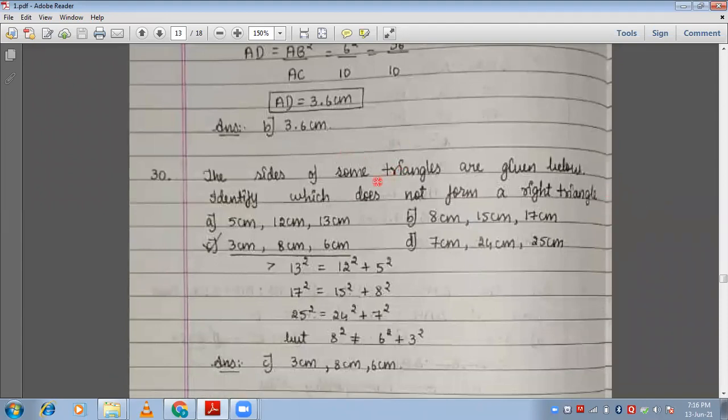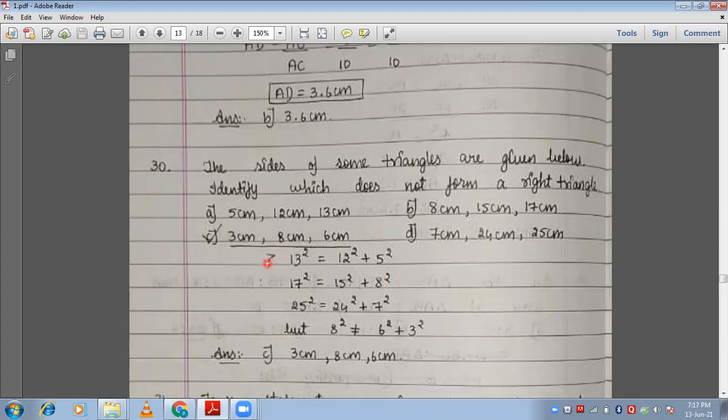The sides of some triangles are given below. Identify which does not form a right triangle. It means Pythagoras triplet, so the square of the hypotenuse side is equal to the sum of the squares on the other two sides. First one gives LHS equals RHS. Here also LHS equals RHS. For option D also, you will get LHS equals RHS. But option C, you won't get LHS equals RHS. So option 3 is the wrong answer.